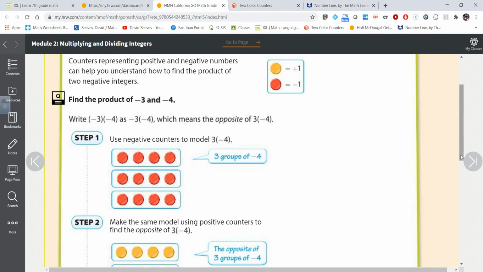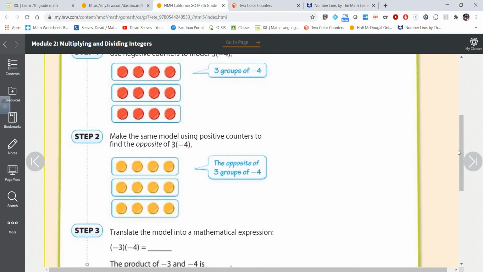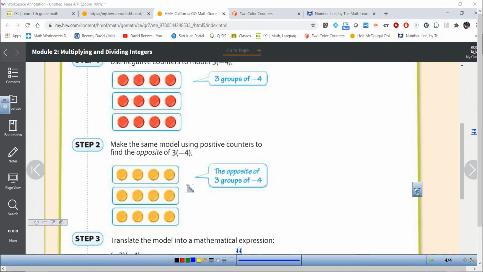Now, this one we already know, don't we? I know I'm doing this a little different than the book intended, but I just want to go over it this way. What do we have here? Here we have three groups of positive 4, so we have 4 plus 4 plus 4.